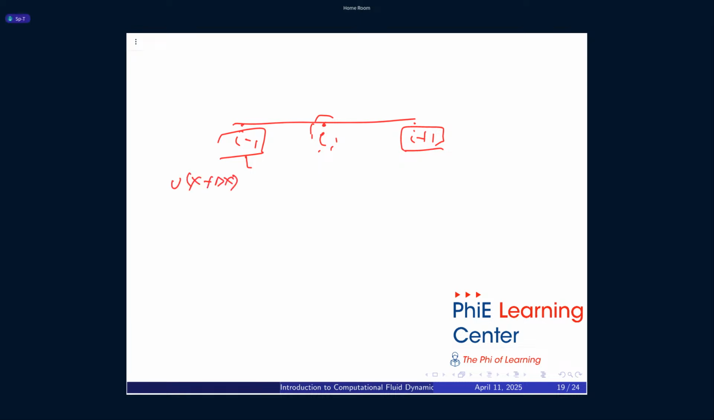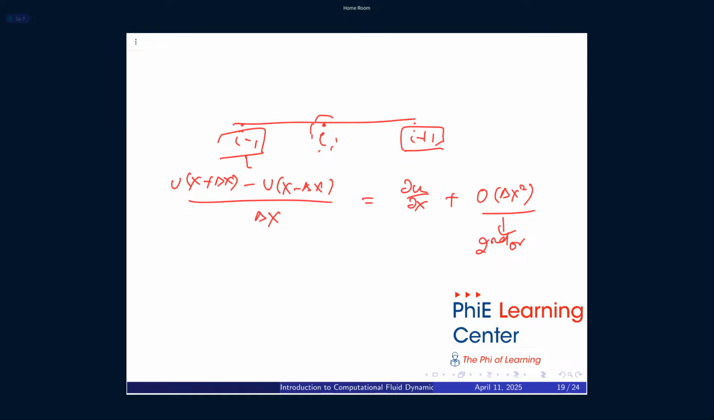And if I subtract u of x minus del x and divide it by del x, I will have the same dou u by dou x, but this time it will be order of delta x square. So this is a second order approximating scheme. That is the leading order of the derivative, so delta x squared. Okay. Hope everyone understood this, right?